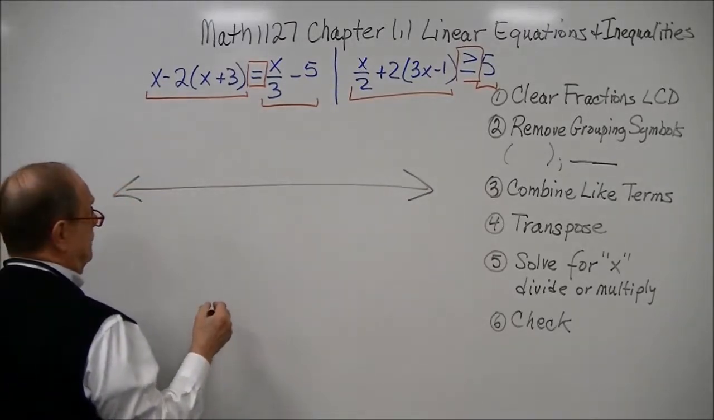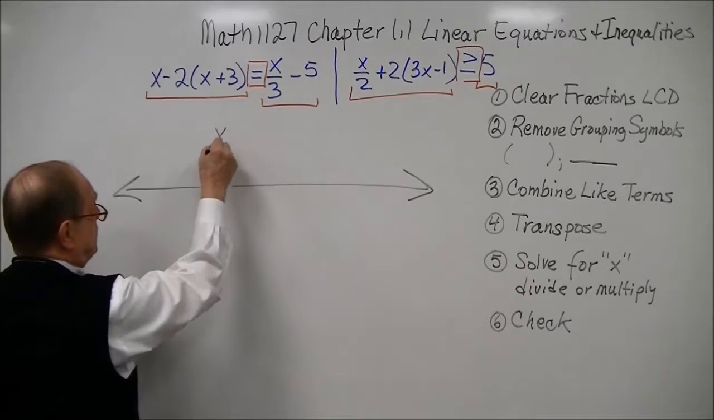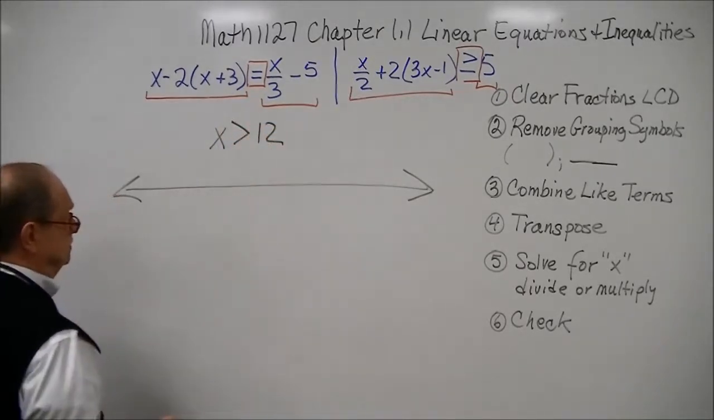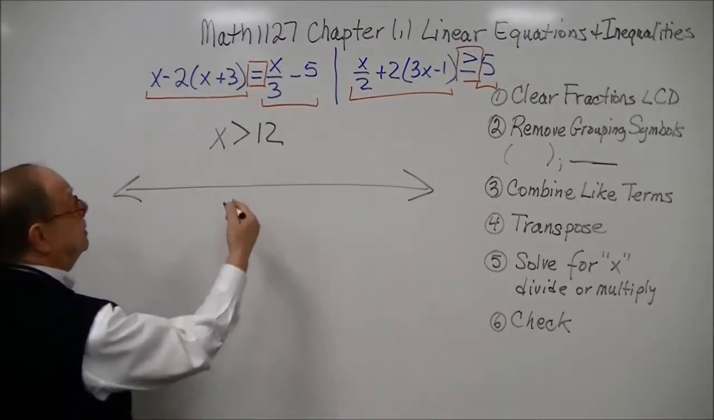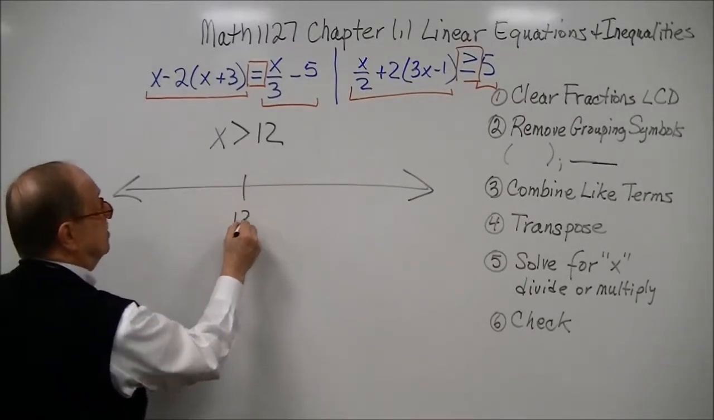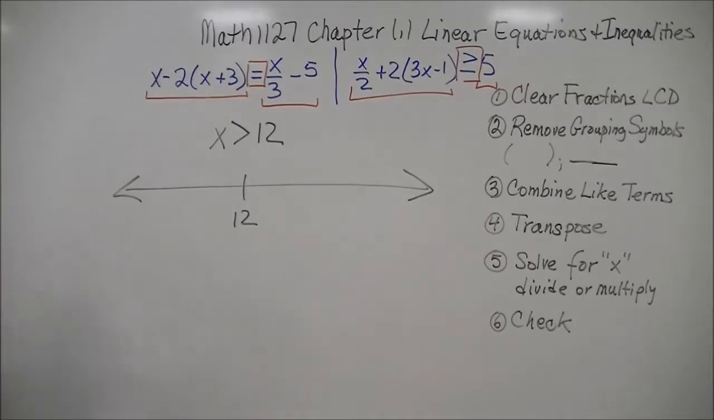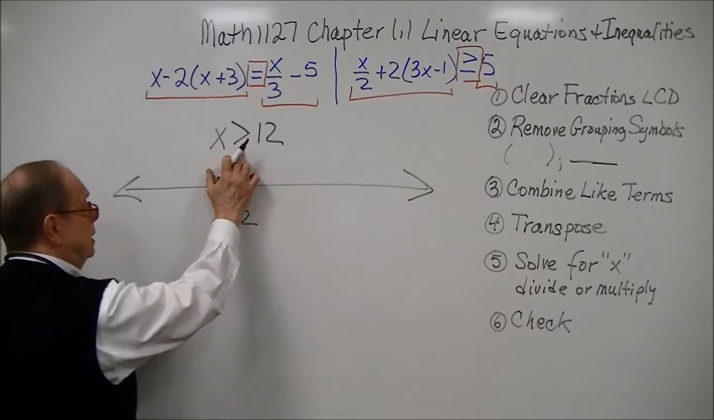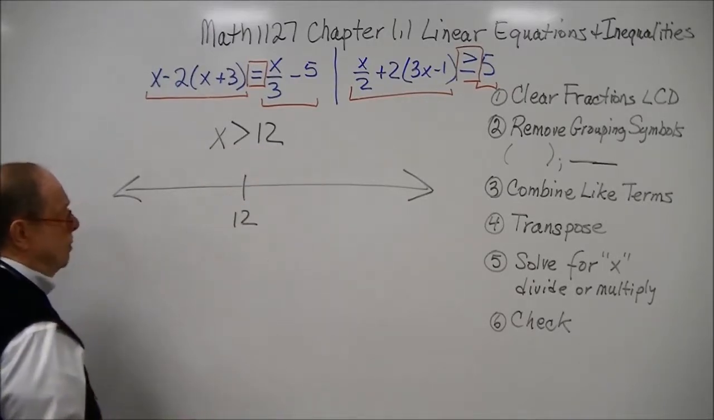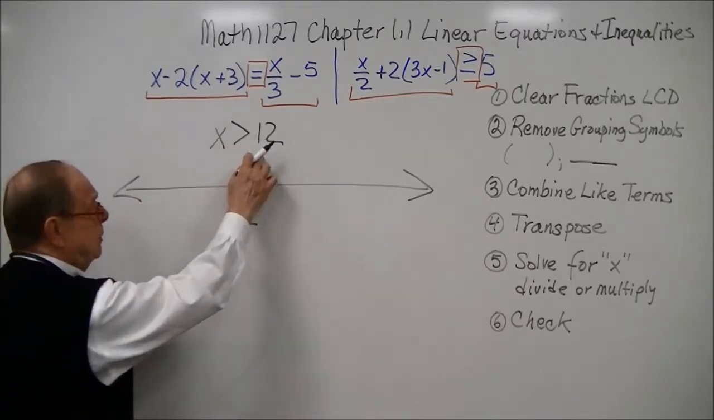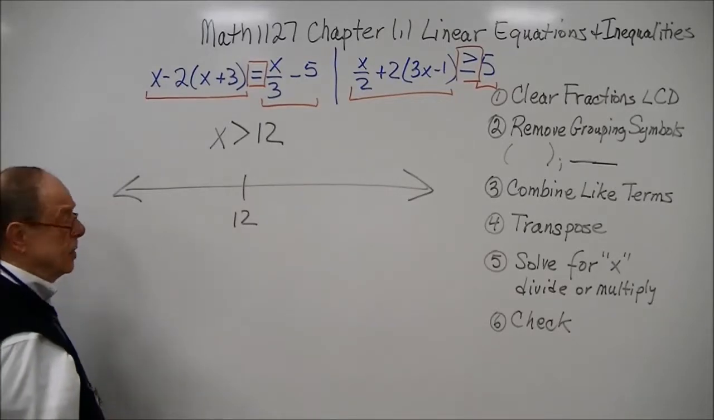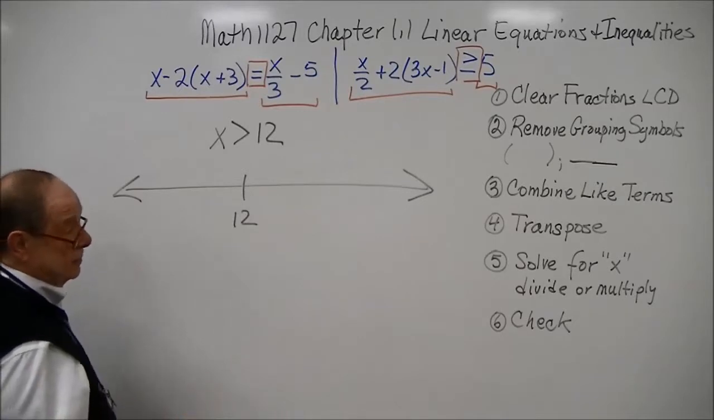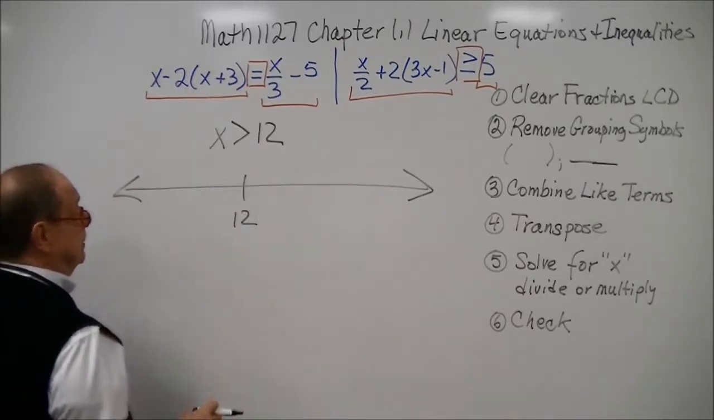Now, let's say x is greater than 12. Well, on a number line, you'd look for where 12 is. That's the number you'd be interested in. And how do I indicate that x is greater than 12? Well, first of all, is 12 included in that set of possible answers? And the answer is no, 12 is not included.